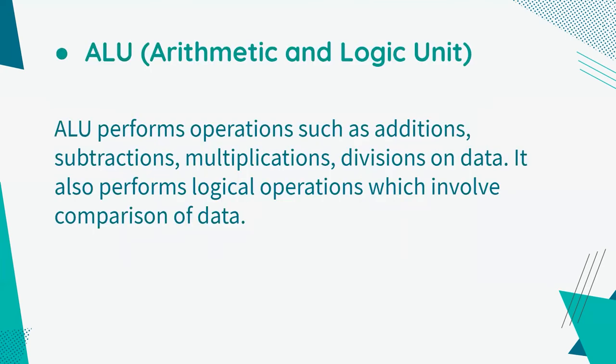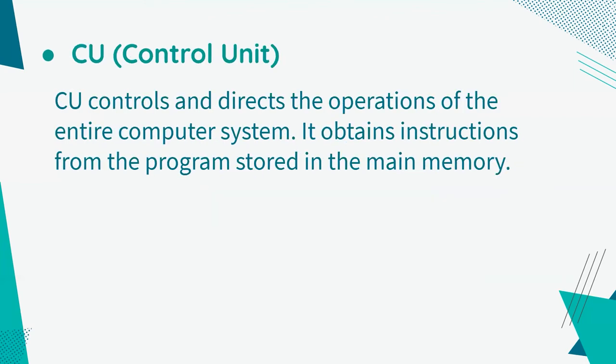First, I'm going to talk about the ALU, which is the arithmetic and logic unit. ALU performs operations such as additions, subtractions, multiplications, divisions on data. It also performs logical operations, which involve comparison of data. Then, moving on to the next part, the control unit, the CU. CU controls and directs the operations of the entire computer system. It obtains instructions from the program stored in the main memory.